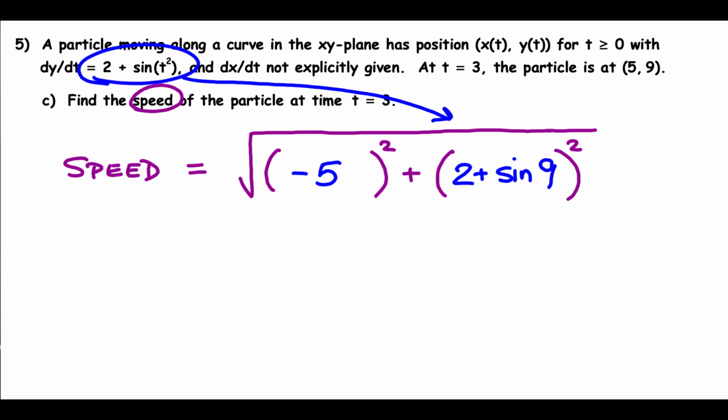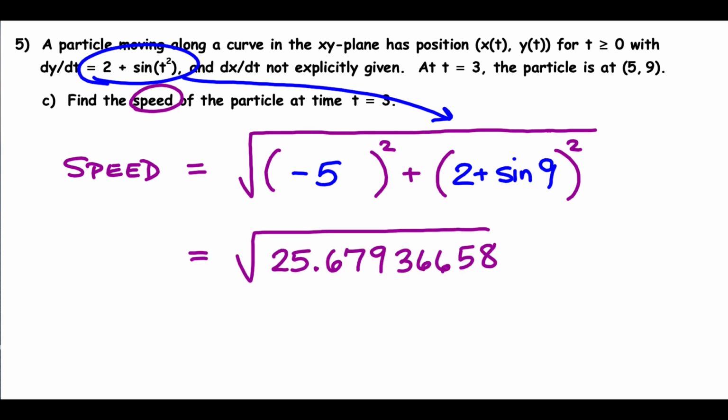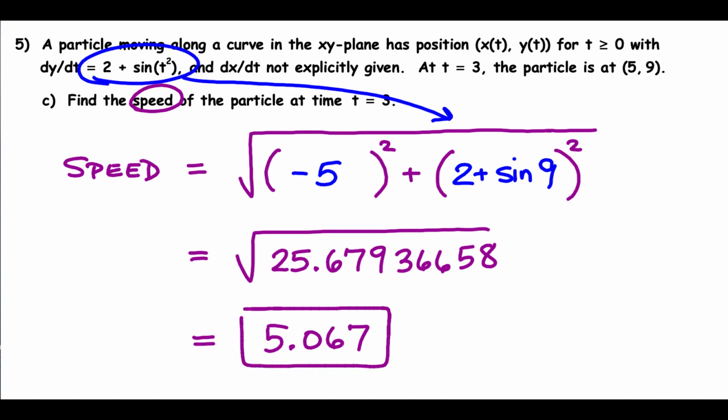Put that into your calculator. You don't have to show the intermediate step. It comes out to square root of 25.679. Hit the square root, and that will be 5.067. And that is your speed. It does not round up. It's 5.067. All right, this leaves us with Part D, and we're all done for the day.